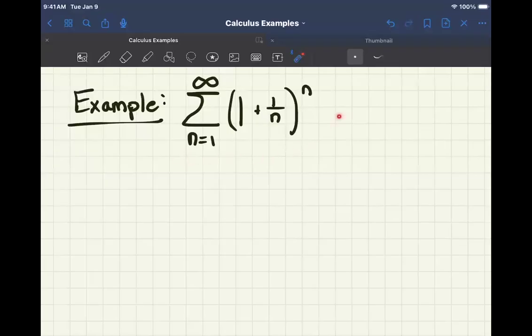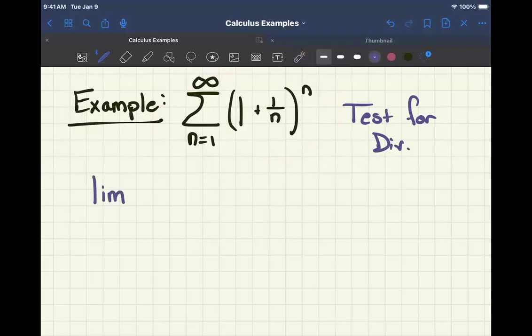We're going to look at the series today where we're taking 1 plus 1 over n to the nth power. And what we're going to do is we're pretty sure this is going to diverge. So we're going to be using the test for divergence, and we're going to work with that to show that it diverges. And I'm going to use div for a shorthand for divergence.